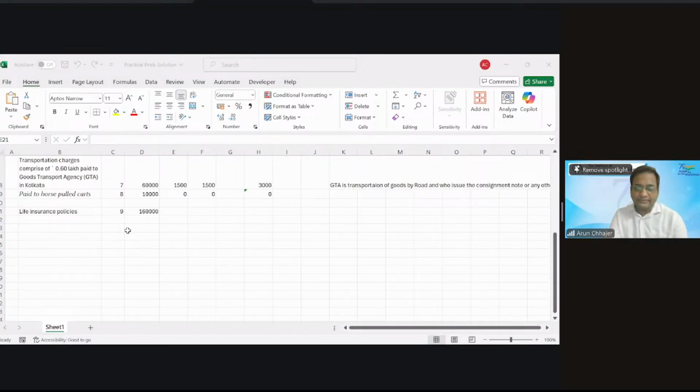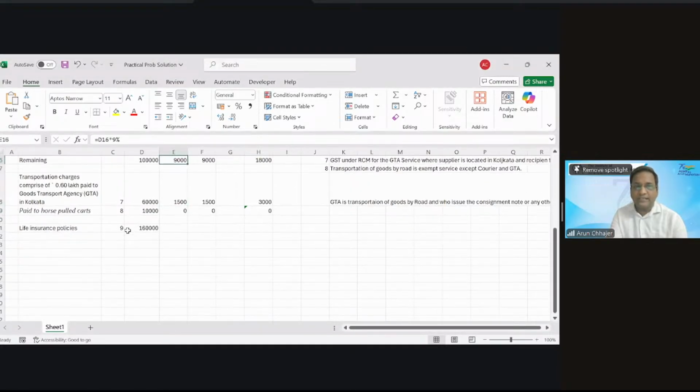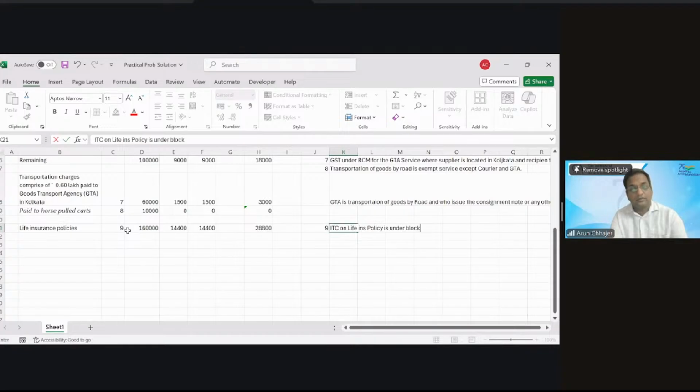Service provider in Calcutta. So the tax will be the same, 9%, 9%. Will the ITC be eligible in this case? Answer is yes. ITC on life insurance policy, sorry, not LIC. Life insurance policy is under the blocked category as per section 17 subsection 5 clause B and subclause 1.